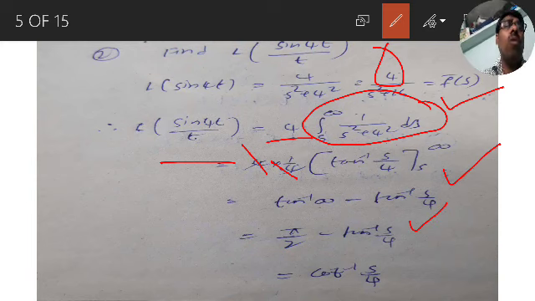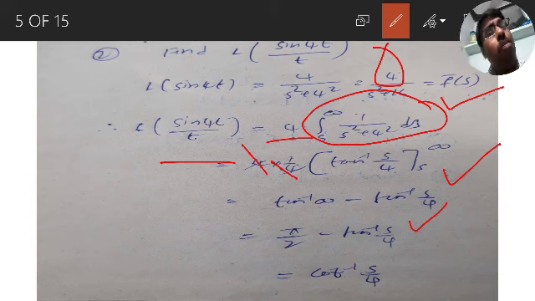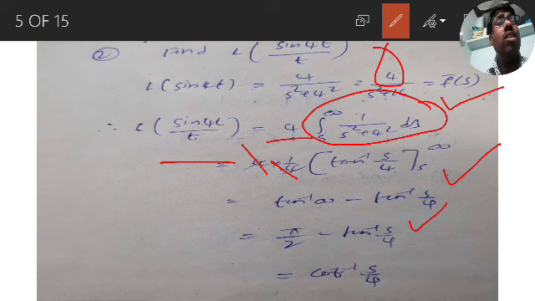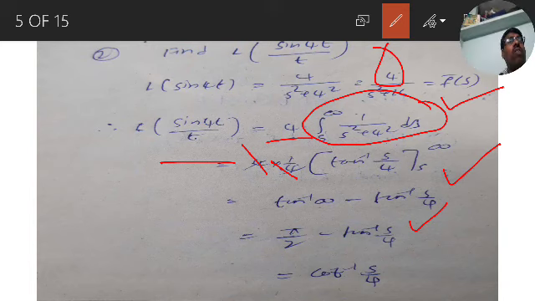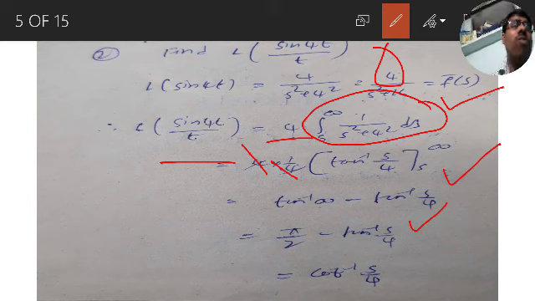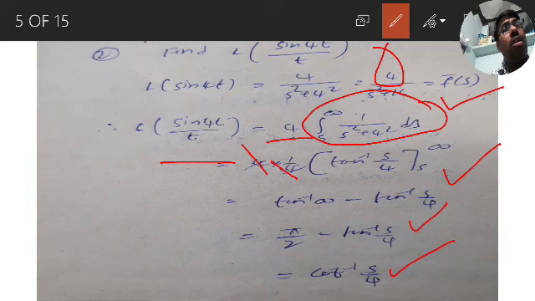Again, what we used in the first problem itself, I told you the identity of inverse trigonometric functions. What it says: tan inverse x plus cot inverse x is equal to pi by 2. That is, pi by 2 minus tan inverse x is cot inverse x. Here, pi by 2 minus tan inverse s by 4 is cot inverse s by 4. That is our answer. L of sin 4t by t is cot inverse of s by 4.